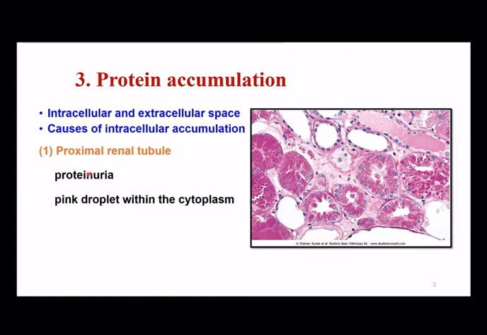Number 1, protein accumulation in proximal renal tubule. This is a picture from patient with proteinuria, which means excessive protein in the urine. We know some substances can be reabsorbed when urine passes through the renal tubules. The renal tubular epithelium reabsorbs protein and forms the tiny pink droplets in cytoplasm. Here, in the picture, this is a renal tubule, another renal tubule. In the cytoplasm, there are many tiny red droplets in it.